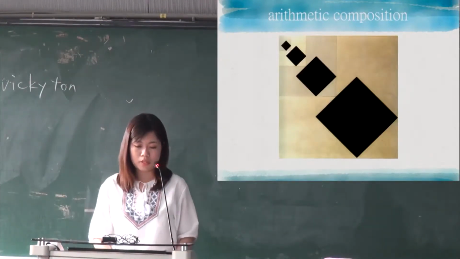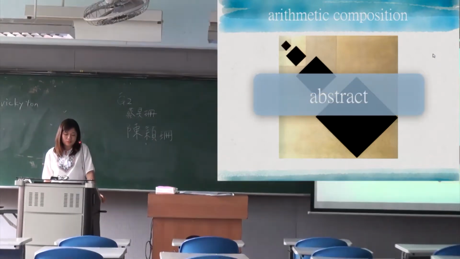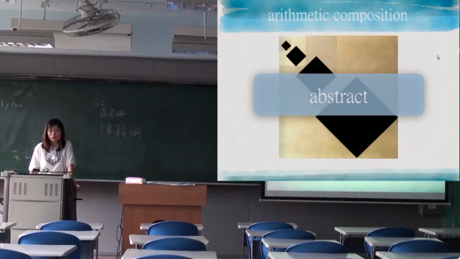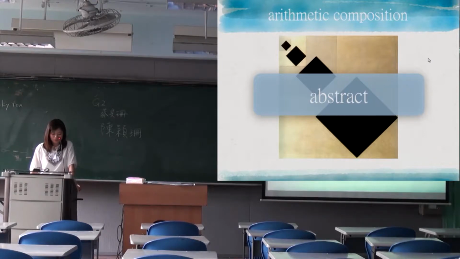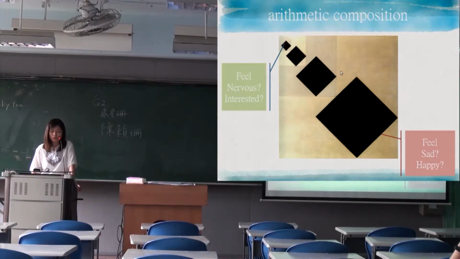And this painting is called Arithmetic Composition. I think this painting is very abstract, and therefore the mood may depend on the viewer. For me, I think it is very intense while looking at this picture. Some people might feel nervous or anxious when they see the squares flying far away from them, or someone may feel sad or happy while the squares are flying toward them. What do you feel while you are looking at this picture?